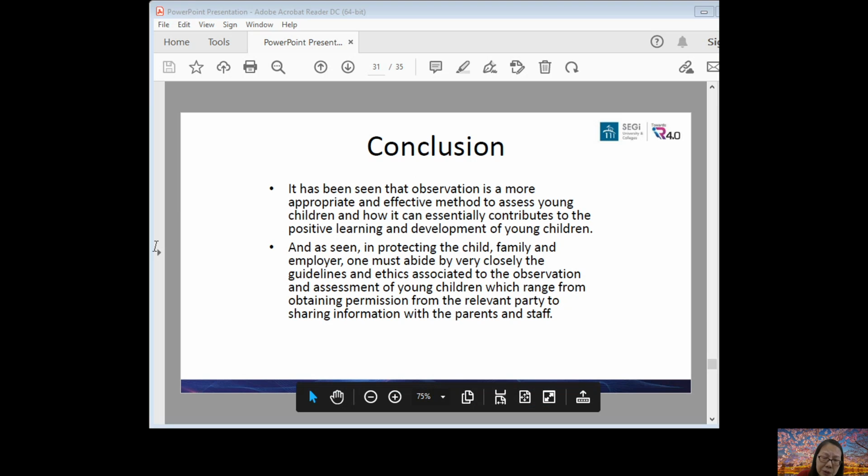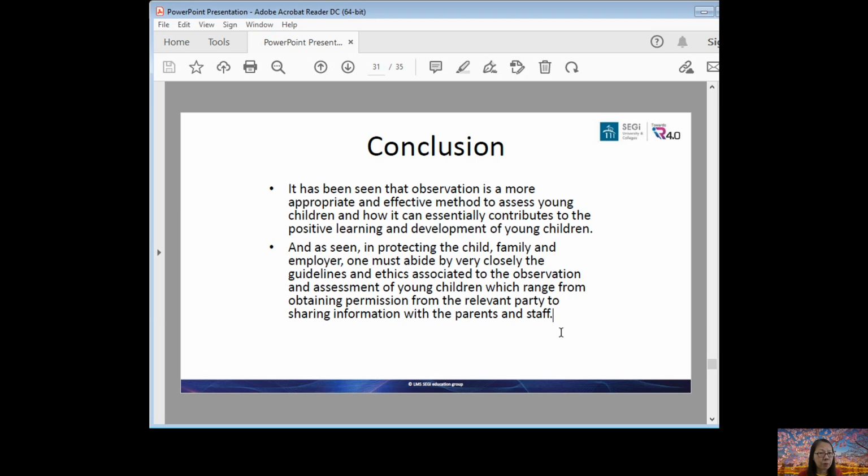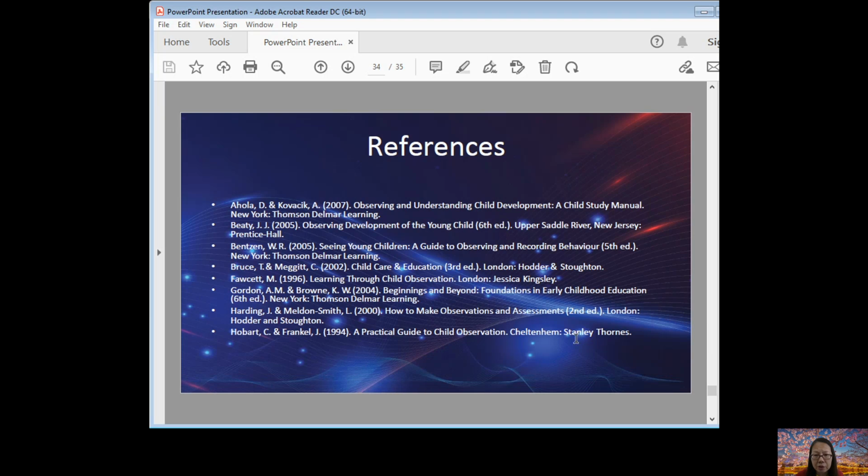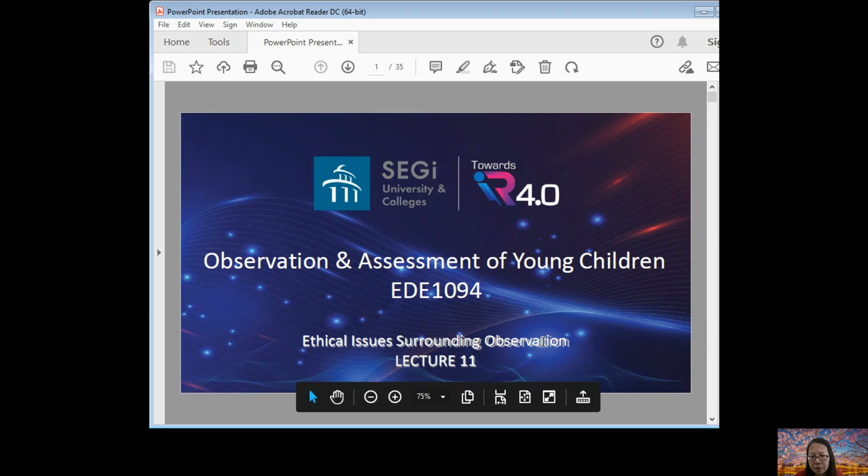An observation is done with an intended purpose. So what is your intended purpose? After observing, what are you going to do? Once you get your assessment done, and you get the evaluation and interpretation, how can you help this child in the curriculum, in the learning program and their development? So this is the other issues surrounding observations. Okay, so thank you.